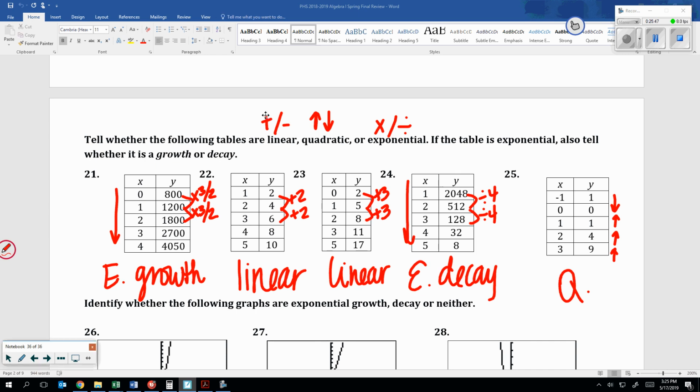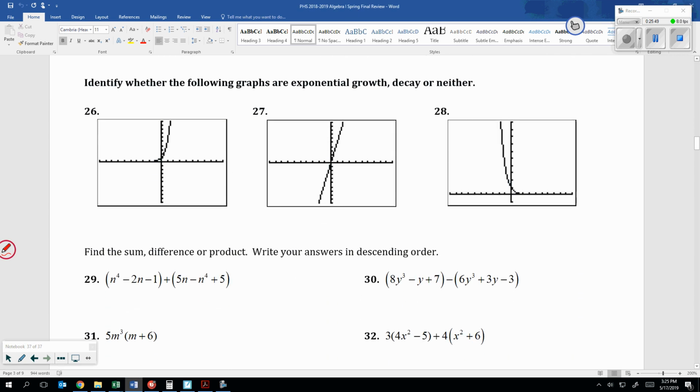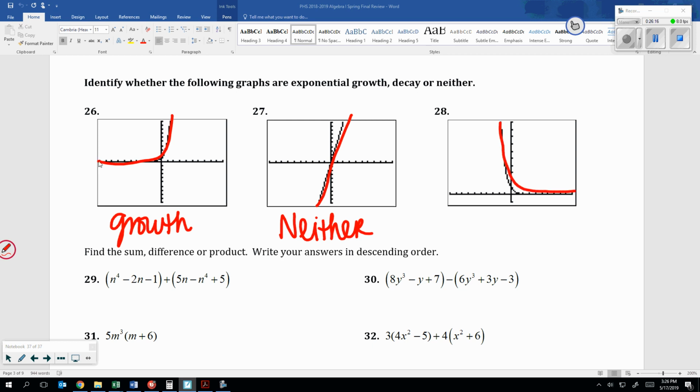Now, if you look at 26, as I go from left to right, it's increasing, so this is going to be growth. The only thing that has growth or decay is exponential. So if we look at this, this is a straight line. Well, straight lines are linear, so this is going to be neither. Okay, and then for exponential here, as we go from left to right, we are decreasing, so this is going to be decay.